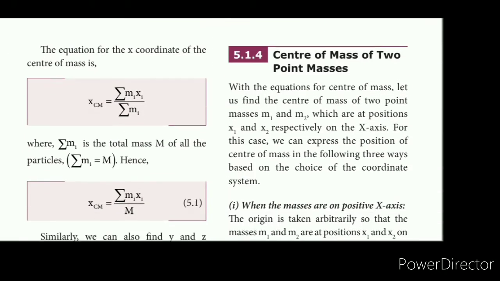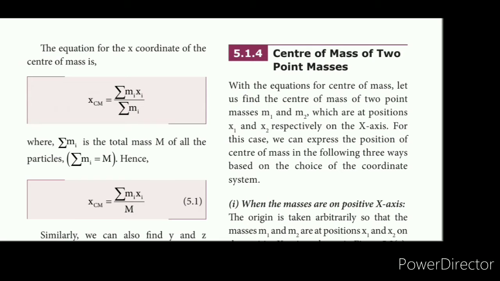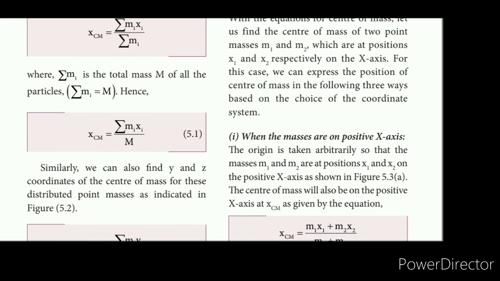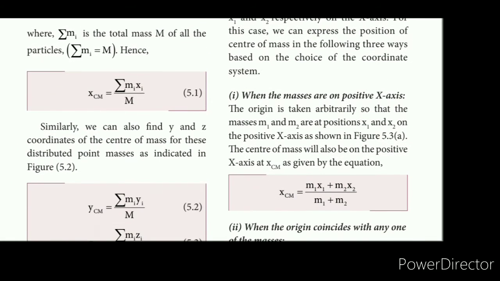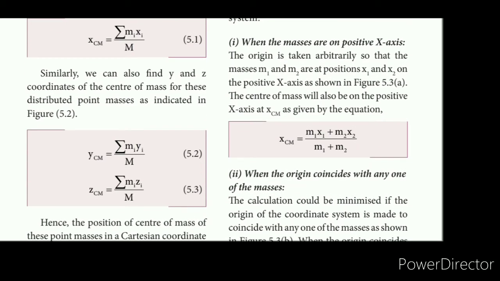Now the equations in a coordinate system. If xcm is the center of mass coordinate of the object, then xcm is the summation of mi xi, that is mass times distance, divided by the total mass. The total summation of mi is called the total mass of all the particles, so we can write it as capital M. We can also find y and z: if it acts along the y or z coordinates, we take ycm and zcm.